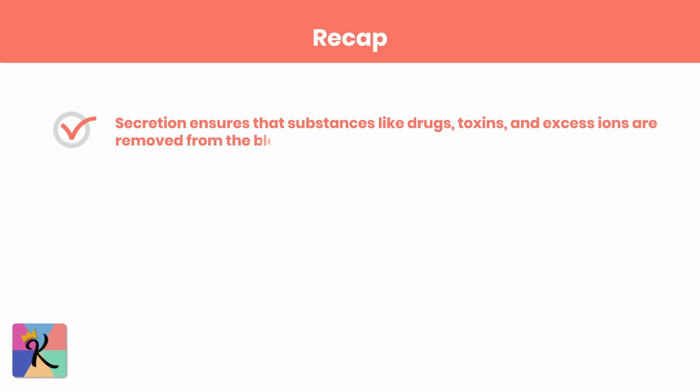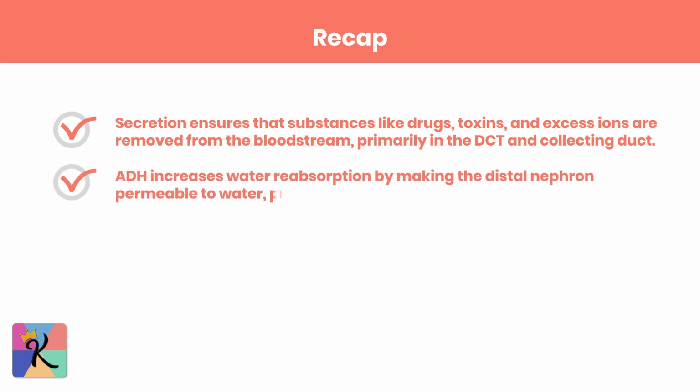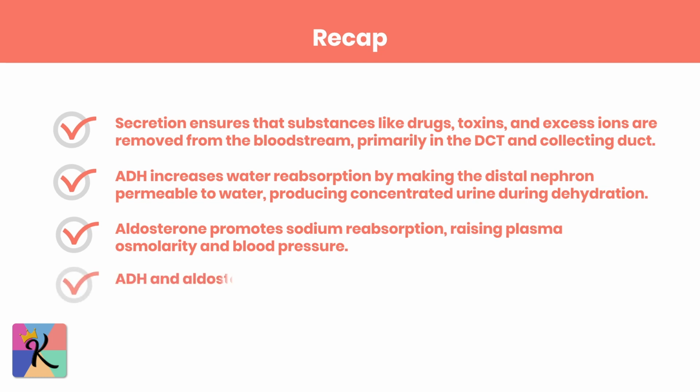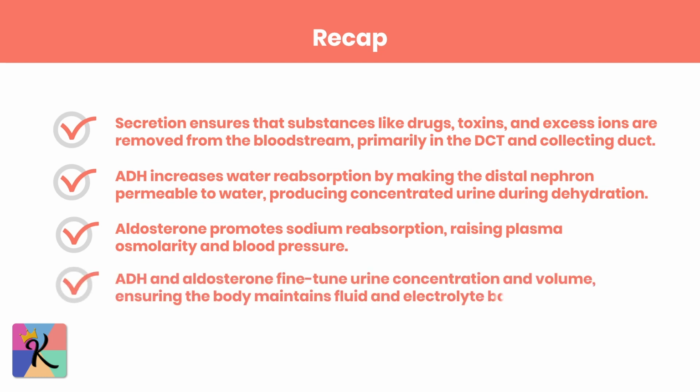Let's recap the key points about secretion and urine concentration. Secretion ensures that substances like drugs, toxins, and excess ions are removed from the bloodstream, primarily in the DCT and collecting duct. ADH increases water reabsorption by making the distal nephron permeable to water, producing concentrated urine during dehydration. Aldosterone promotes sodium reabsorption, raising plasma osmolarity and blood pressure. ADH and aldosterone fine-tune urine concentration and volume, ensuring the body maintains fluid and electrolyte balance.